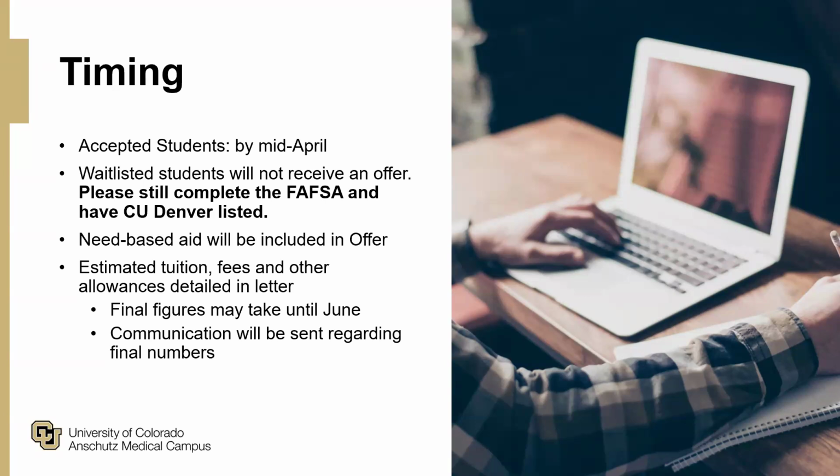Now, the offer itself will have an estimate for tuition, fees, and other allowances that we're going to cover in this presentation. The final figures sometimes for these numbers, especially tuition, can take until about June to be finalized. So this is our best estimate at the point in time that we share the letter with you that reasonably we can expect for anticipated costs. We will communicate with our students about what the final figures are throughout the year as they become the final numbers.